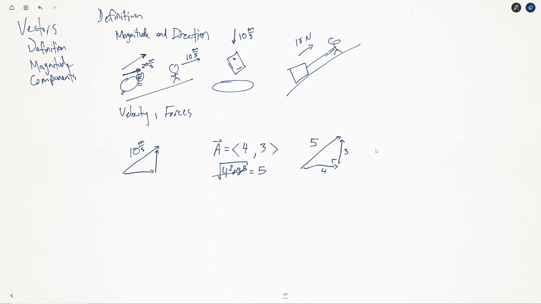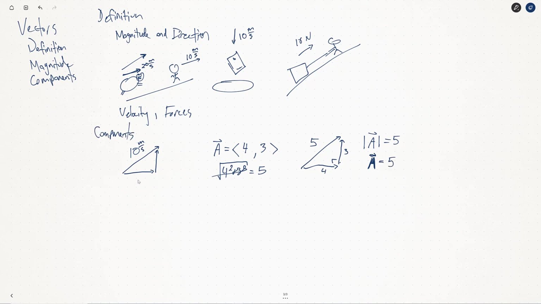To write out the magnitude, we can either use that same vector symbol and then put vertical lines on each side, and that would be the magnitude. Sometimes you'll also see it written out as just a bold letter, and that would also signify the magnitude.